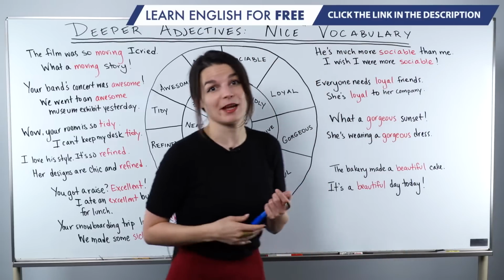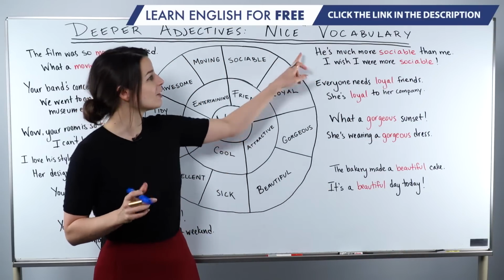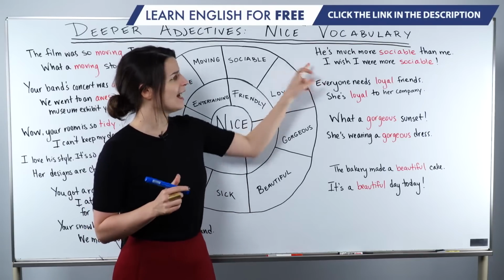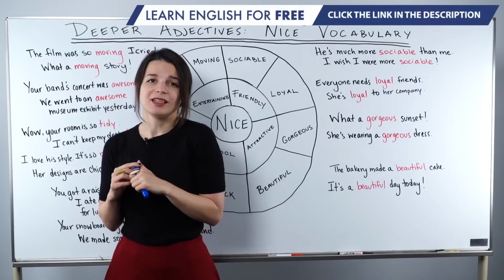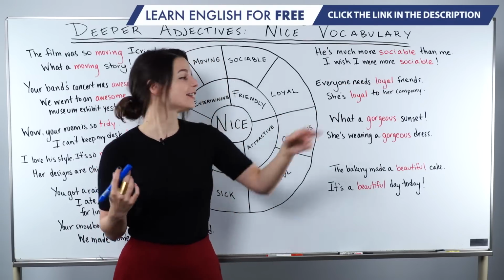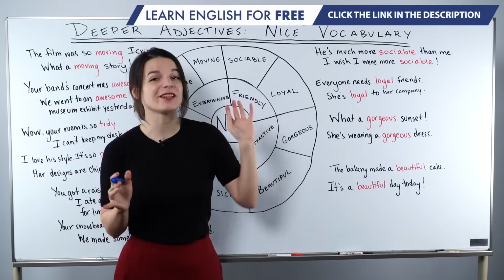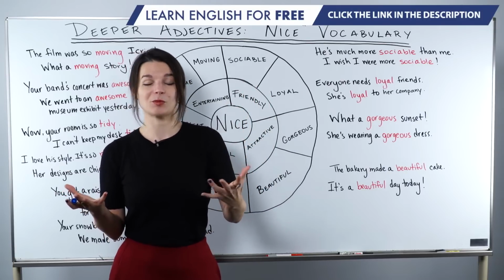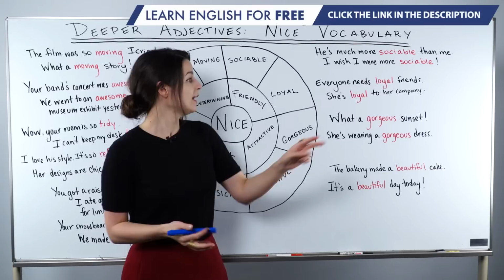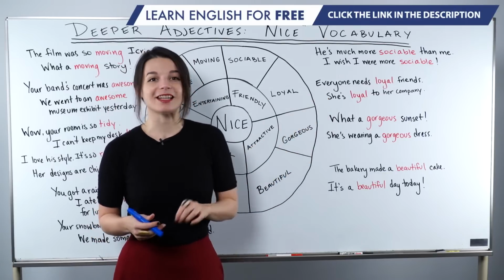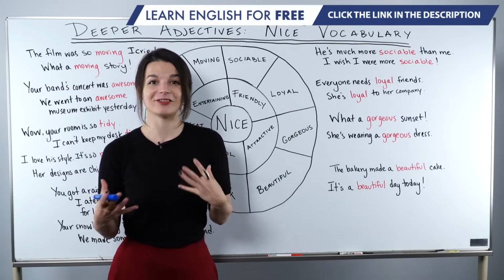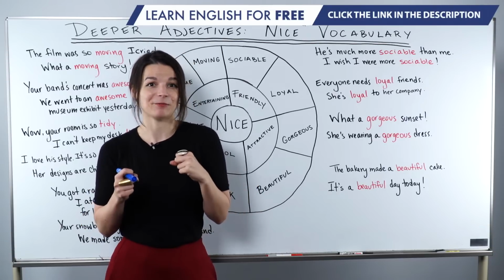So let's look at some example sentences that use these. First, he's much more sociable than me. And I wish I were more sociable. So sociable again means outgoing, someone who likes to talk a lot. In this second example sentence, the speaker is perhaps not so sociable, a little bit shy. I wish I were more sociable. In the next pair, everyone needs loyal friends. So everyone needs friends who will support them at any time.